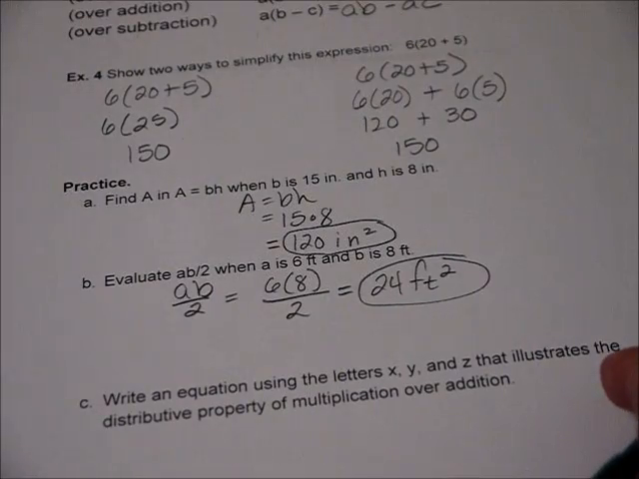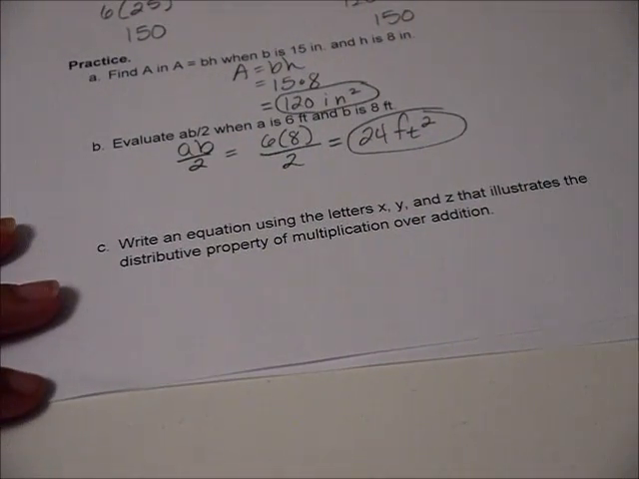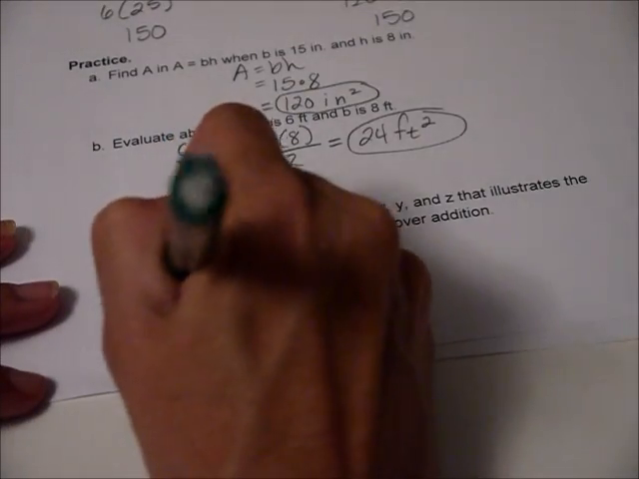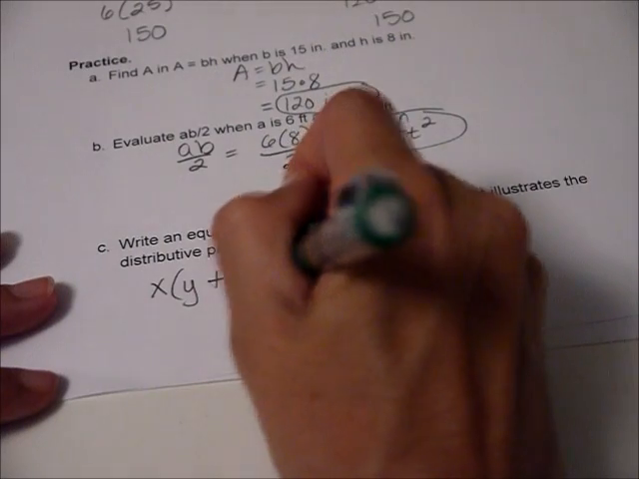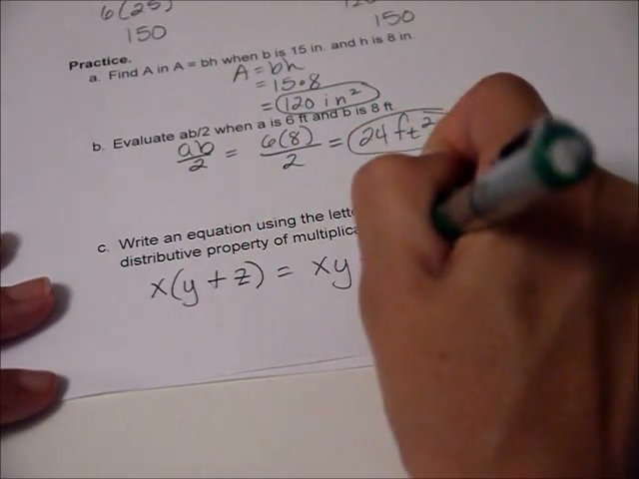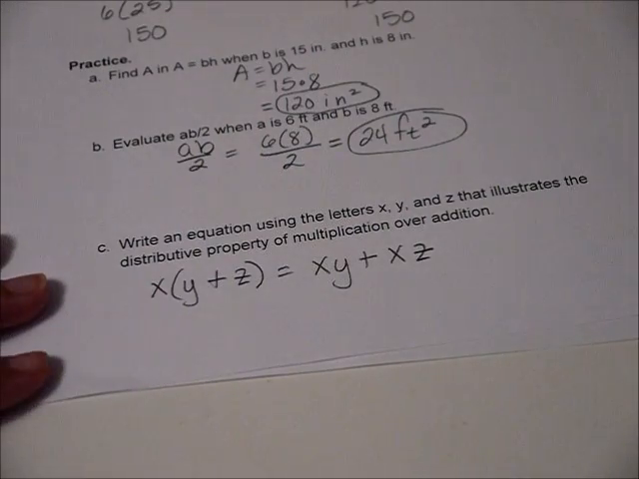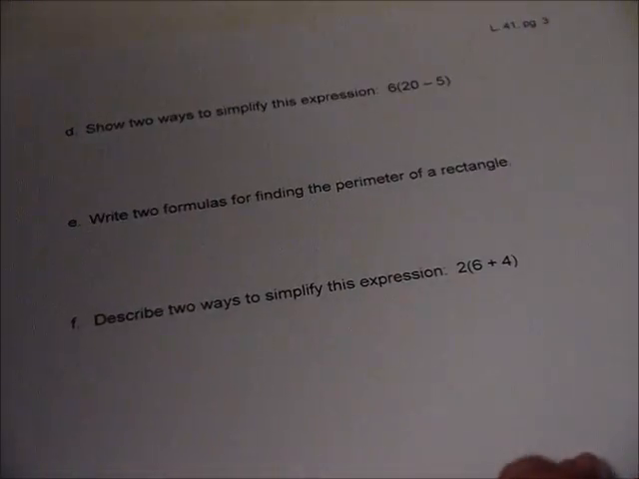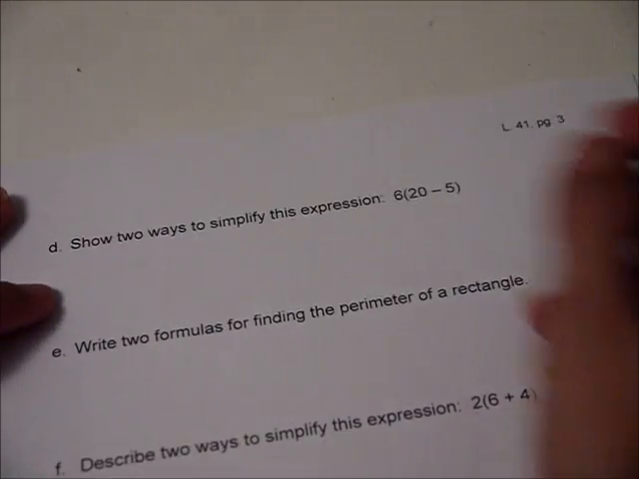Okay, letter C. Write an equation using x, y, and z that illustrates the distributive property. All right, so we could do over addition. So we could have this. There is the distributive property at its best. And a couple more. Show 2 ways to simplify 6 times 20 minus 5.